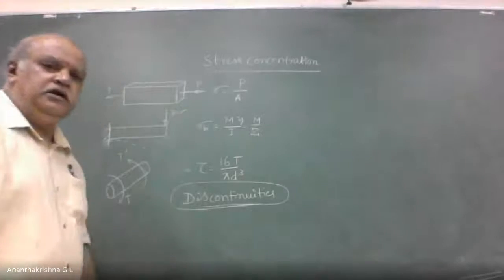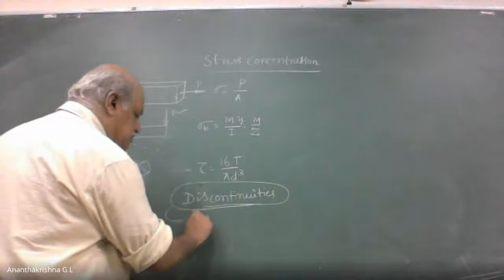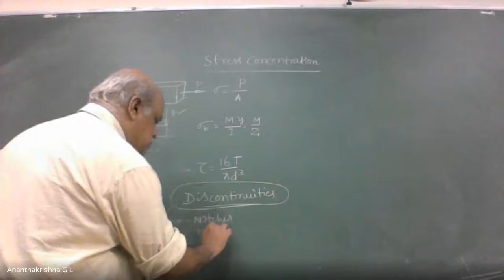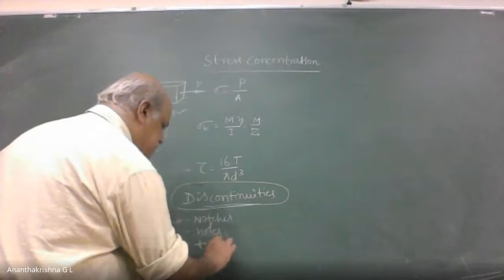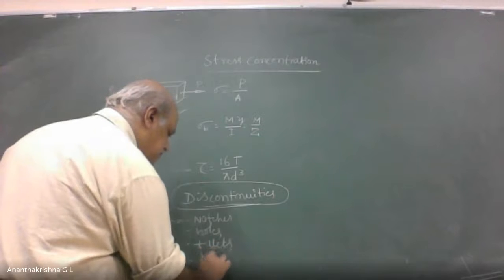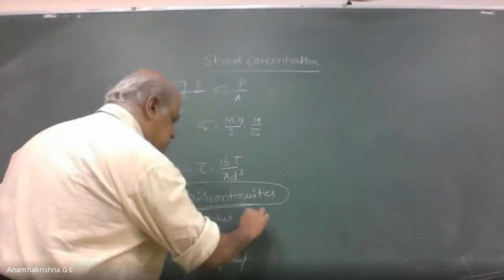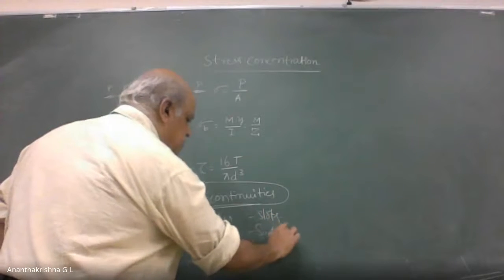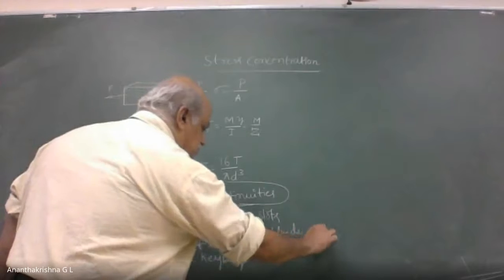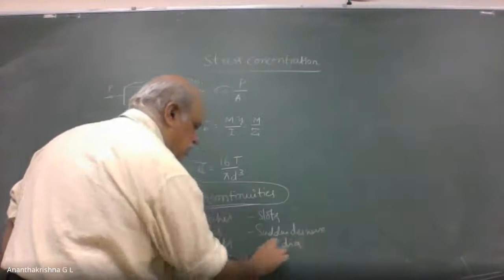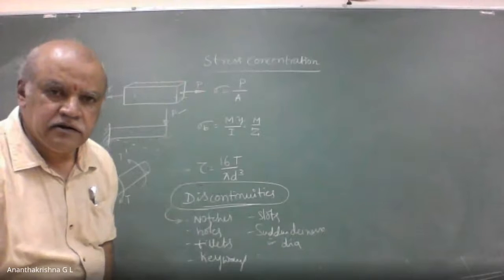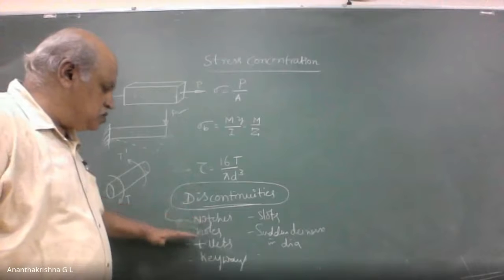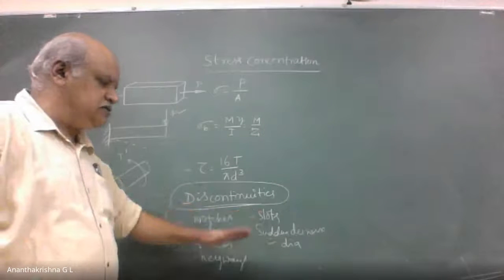Discontinuities can be in the form of the presence of notches, holes, fillets, keyways, slots, sudden decrease in diameter, and so on. That is, discontinuities can be in the form of notches, holes, fillets, keyways, slots, or sudden decrease in diameter.